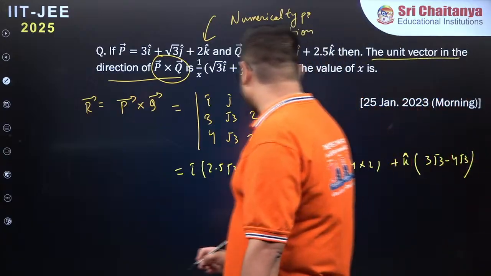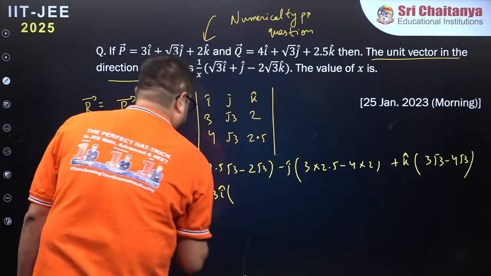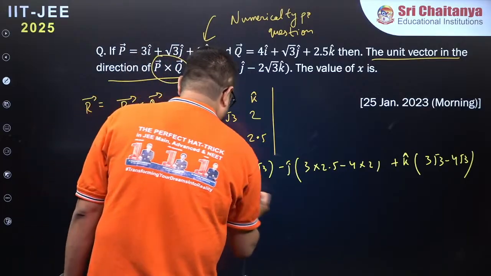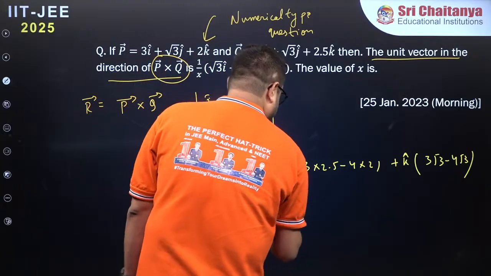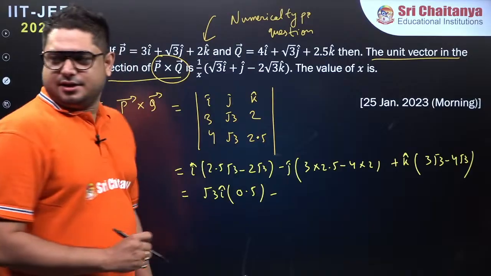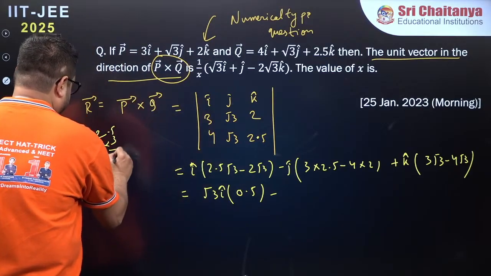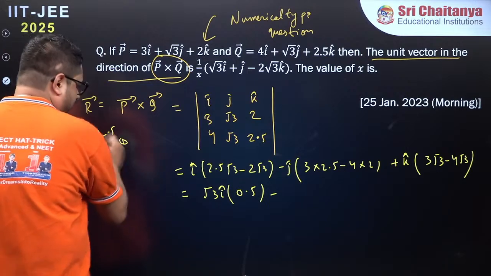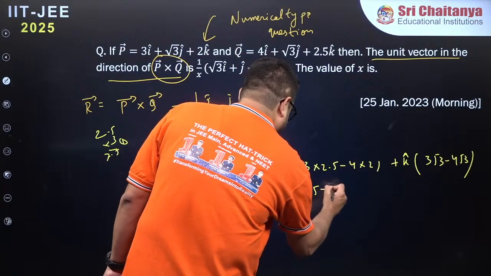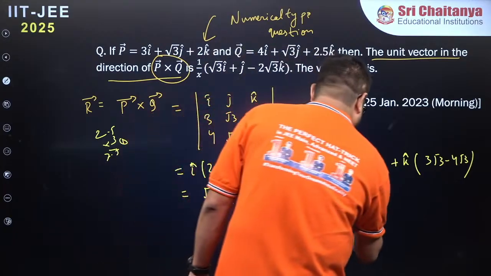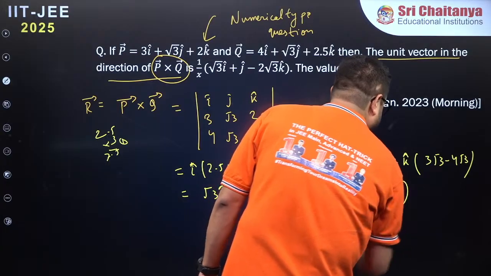So as a result, what will I be getting, everyone? I will be getting root 3 i cap. If I take it as common, then it is going to become 2.5 minus 2, which will be 0.5, isn't it? Yes or no, everyone? And over here what will I be getting? What is 2.5 into 3? Write it down over there in the chat box. 2.5 into 3, everyone, what is the answer? 7.5, isn't it? So over here I will have j cap (7.5 minus 8), and in this case I can write it as root 3 k cap (3 minus 4), meaning minus 1.